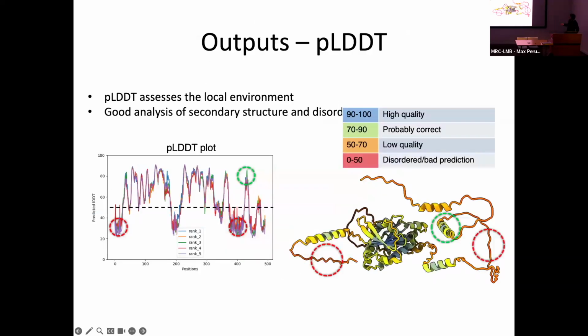Like we said before, this is the per-residue confidence. If you are below 50, it usually means it's a disordered area. If you are above 50, there is a secondary structure there, like a helix or a beta sheet, like you can see in this case, helix, and unstructured areas.